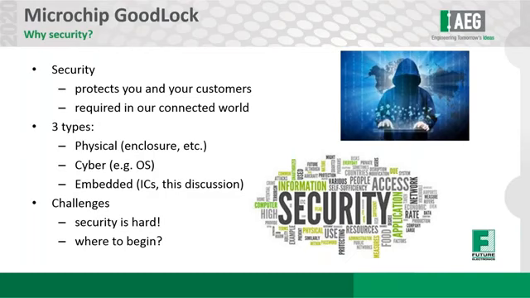So there are 3 types of security that we can implement in a product. First is physical security. This is provided pretty much by the enclosure, by any kind of restricted access. You can also have cyber security, commonly provided by your operating system, like Linux or Windows, or you can use embedded security. We are referring to hardware-level protection, and this is what we're going to talk about today.